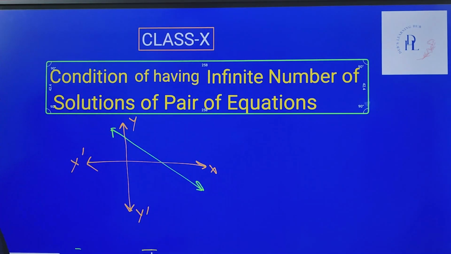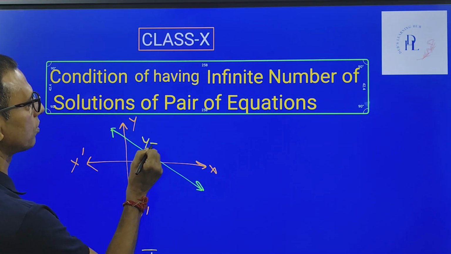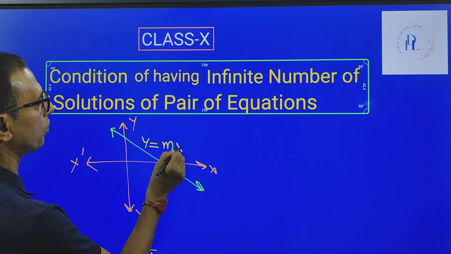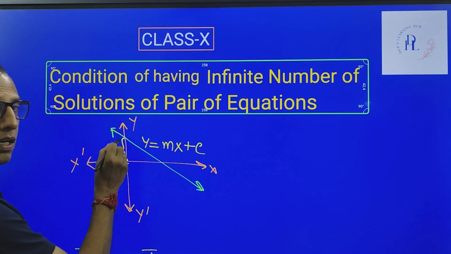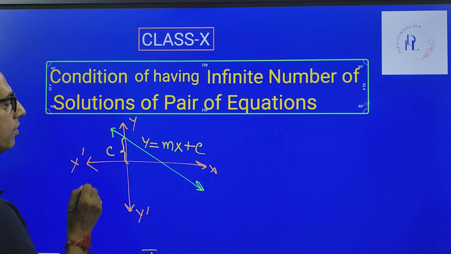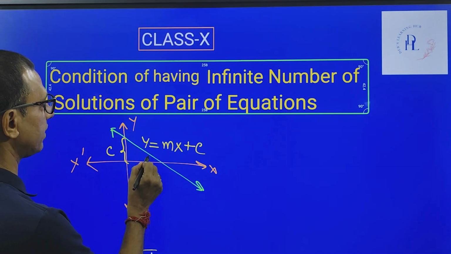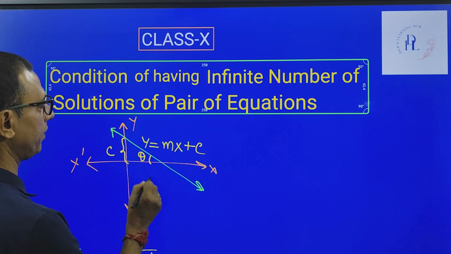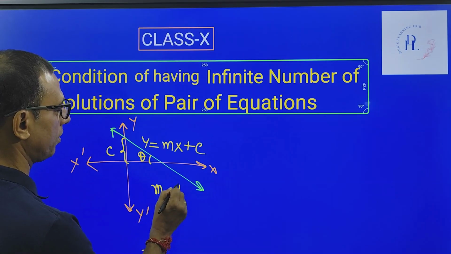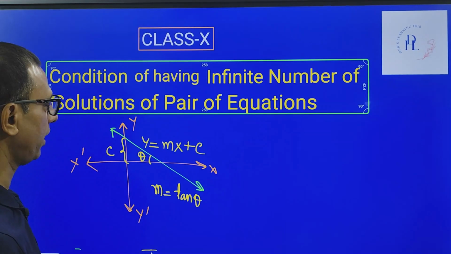Okay, so now with respect to straight line in coordinate geometry, what we understand, if this is in the form of y equals to mx plus c, in that case this part is the c-intercept, right? It is c-intercept, and m, that is the gradient, this is the theta, that means m equals to tan theta. That already we know with respect to coordinate geometry, right?